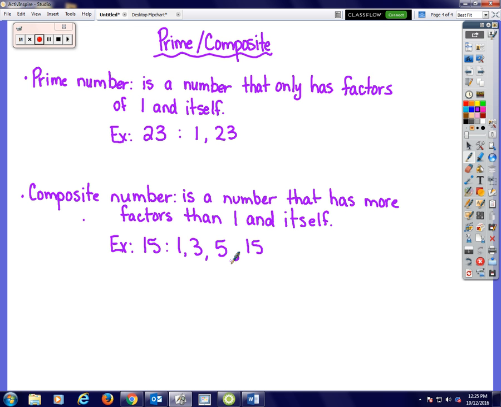Okay, so those are the two things that you're going to need to know for today. We're going to do a couple of practices. You're going to fill out your form, and then tomorrow we're going to be talking about divisibility rules.